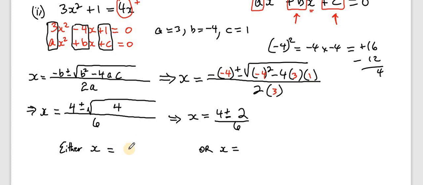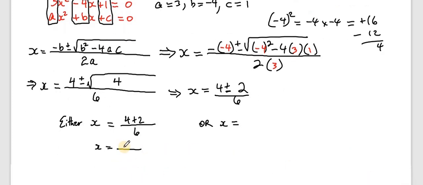All right, so we're going to use the either or. So either what? Tell me. 4 plus 2 over 6. Right, Mikhail? And that will give us what? 4 plus 6 over 6. 6 over 6, which is what? 1. Right. X equal 1.